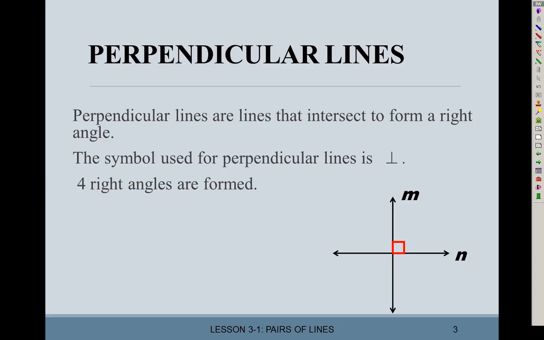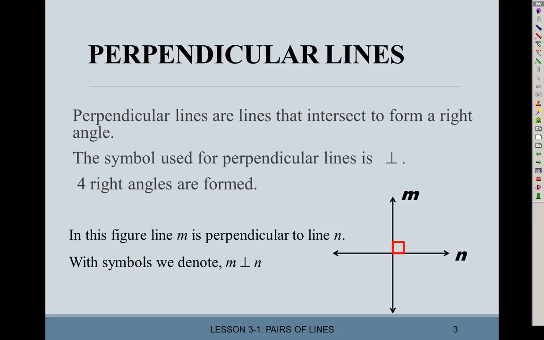4 right angles are formed when you have perpendicular lines. Not just this one, but all 4 of these angles are right angles. And if line M is perpendicular to line N, then we'll use the symbols M is perpendicular to N. That's how we would write that out.